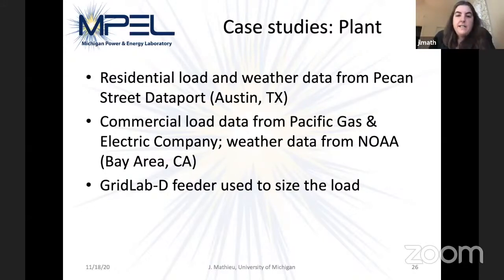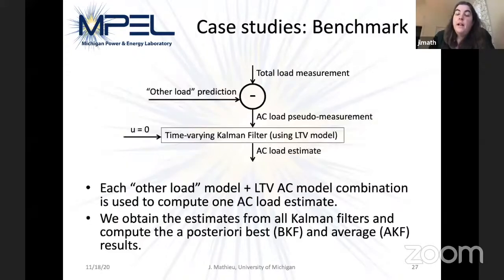So for our case studies, we use realistic data to create data for a feeder, but we don't have data for a particular feeder. We sort of took it from a variety of different places. You can see here, Texas and the Bay Area, and we're using GridLab-D, which is a simulation software that we use to simulate distribution networks to sort of create something that's realistic, but not real. And we compare the approaches against the best benchmark approaches that use a Kalman filter.